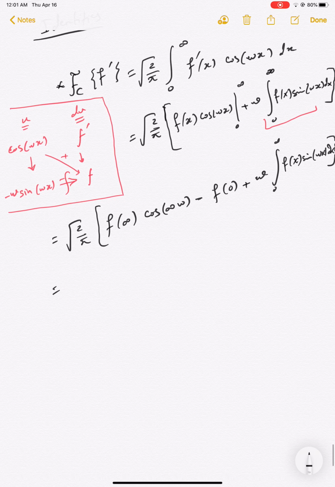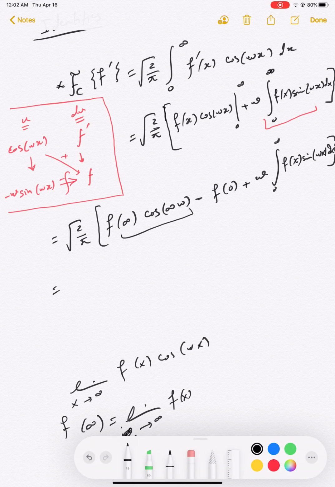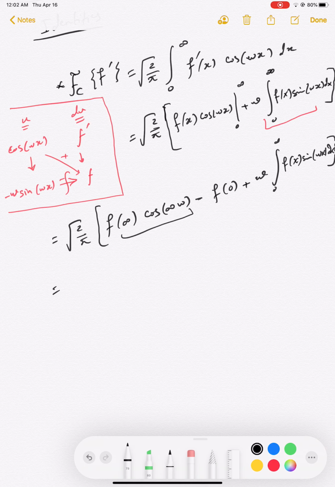Please remember at this point, writing f of infinity is not completely right. We need to understand what we mean by f of infinity. When we write f of infinity, we mean the limit as x approaches infinity. This is what we mean, although we don't write it. So when you look at this term here, we mean the limit as x approaches infinity of f of x cosine omega x. This is what's meant, but we don't need to write it. Remember, this has to be done in the Calculus 2 course, but at this course level, we don't need to write it, but we need to look at it this way.